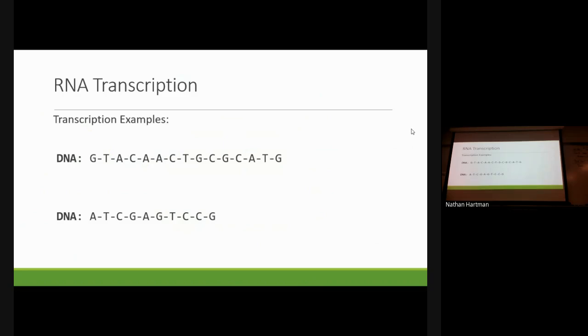RNA transcription. So if I were to give you a DNA code and told you to write down what the RNA code would be, how would we do it? If we read a G, we would put a C. If we read a T, we'd put an A. If we read an A, though, we put a U. C, you put a G, right? Yep. All right.